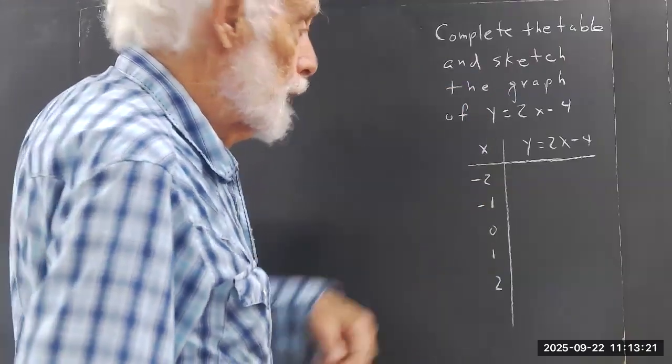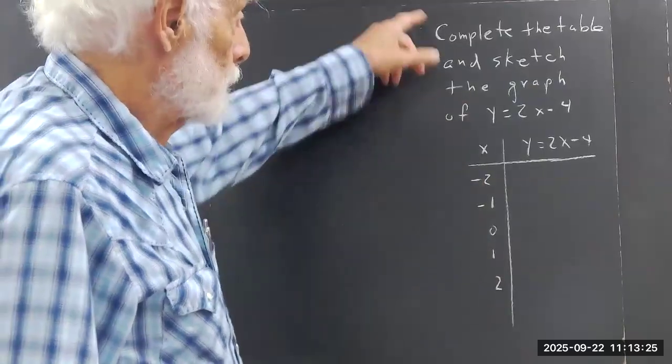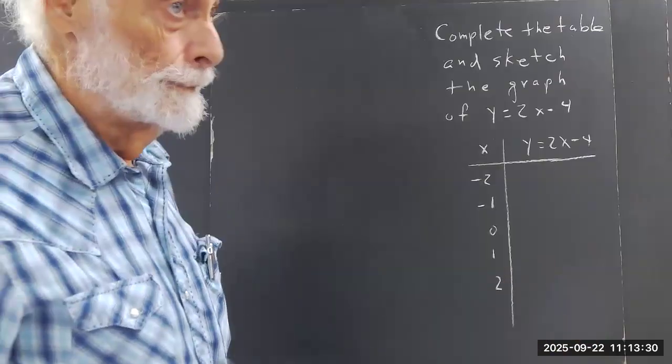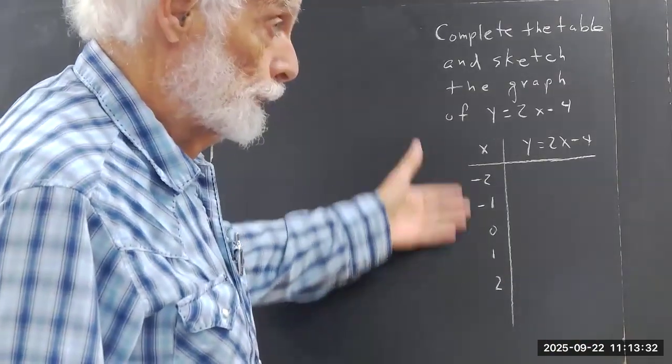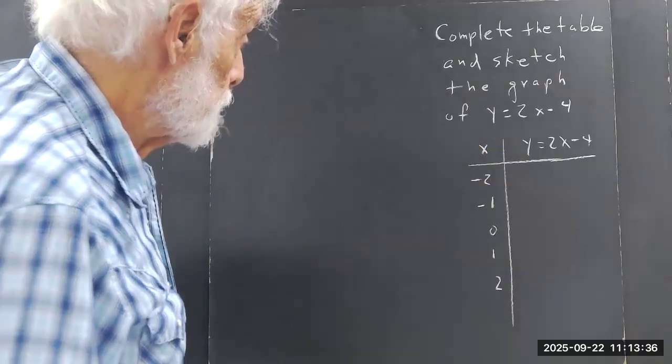Okay, we have this function. We want a complete table and graph. I've given you the numbers on the table. Sometimes you've got to figure out what those numbers ought to be, but for right now, we're just getting our feet wet with linear functions.